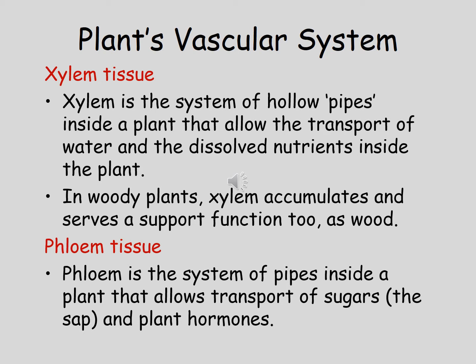Phloem tissue is another system of pipes, and the liquid doesn't move quite as fast in the phloem, and that's where the sap is moving. The sugars that are dissolved in water and hormones move around in the phloem pipes inside the plant. But the xylem is the one that's moving the nutrients around, if we're talking about nutrient uptake, and we are.